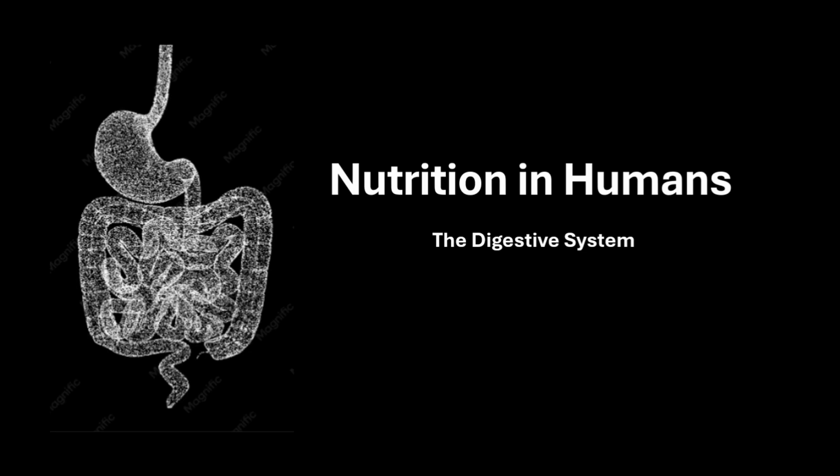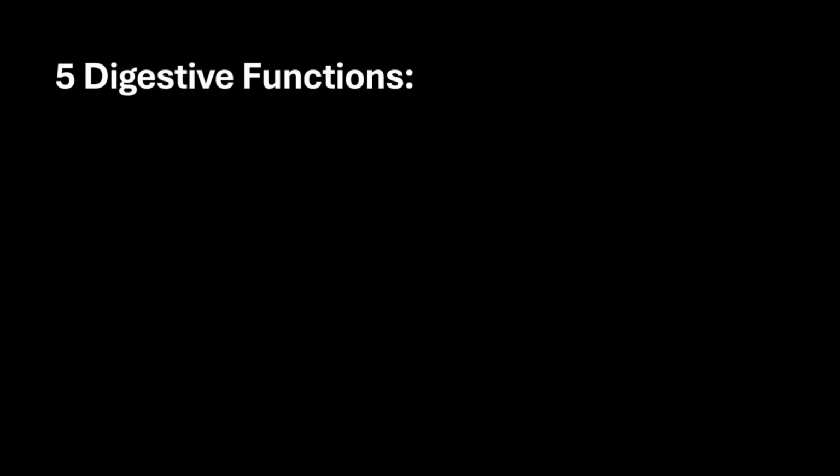So in today's video, we're going to discuss nutrition in humans. This means the digestive system, how our body digests the food we eat and where it goes. So let's start by understanding the 5 digestive functions our digestive system performs.